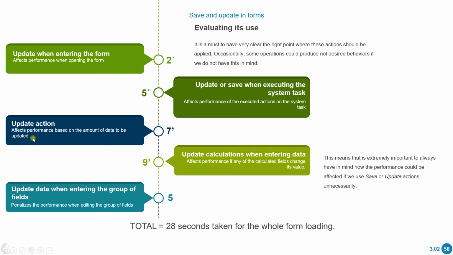For example, an update action that affects the performance based on the amount of data that has to be updated. An update calculations when we're entering edit mode, for example. This is also going to affect the performance. As it says here, it affects the performance if any of the calculated fields changes its value. Lots of times we want to have a result of several calculated fields, but we don't want to update each time someone's inputting information because maybe this information is not even going to be seen in that form.